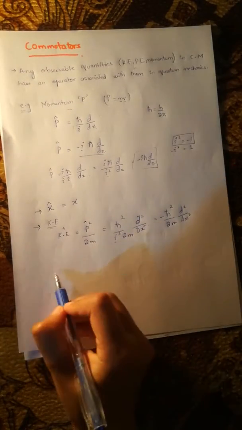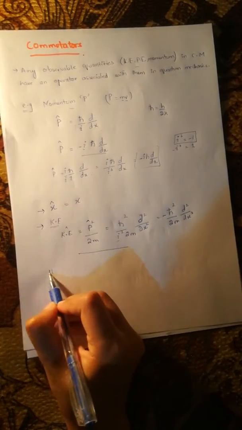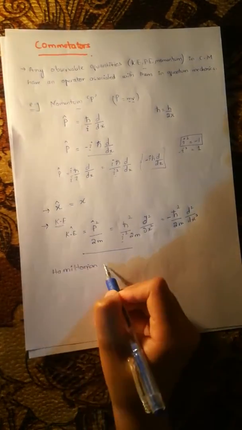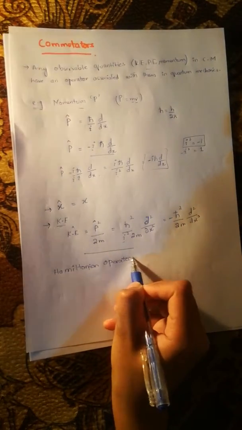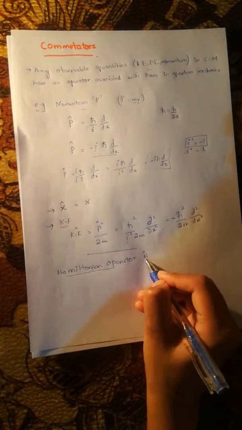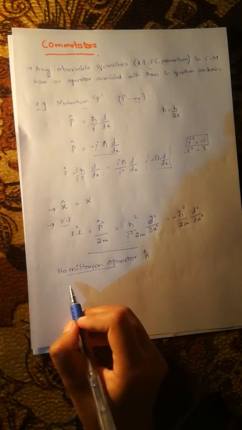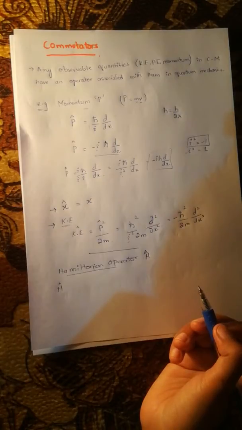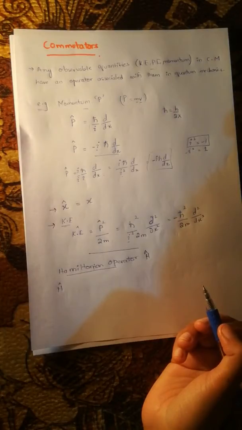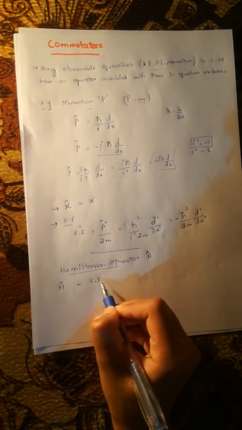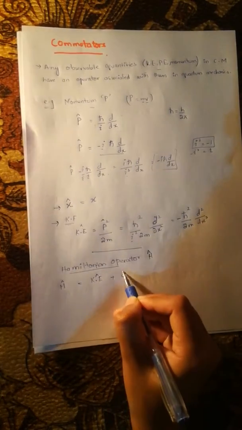As we know, the Hamiltonian operator we denote as h cap. We know that h cap is the energy operator. If it acts on a particular wave function of any system, it gives the energy of that system. It is the sum of the kinetic energy operator plus the potential energy operator.